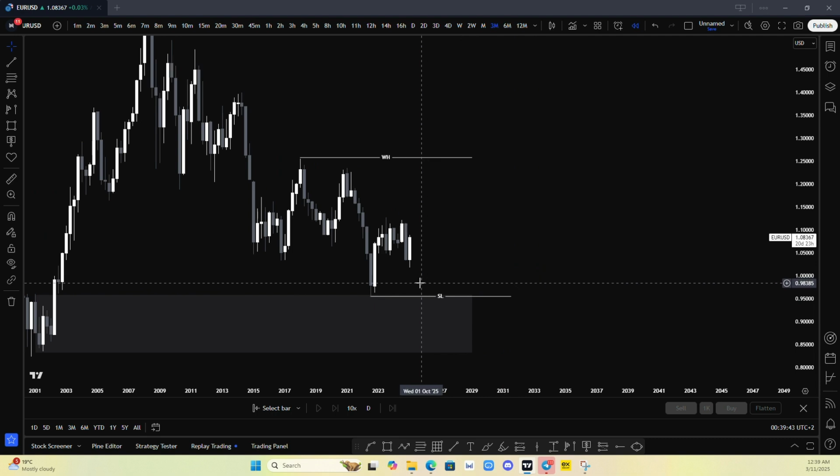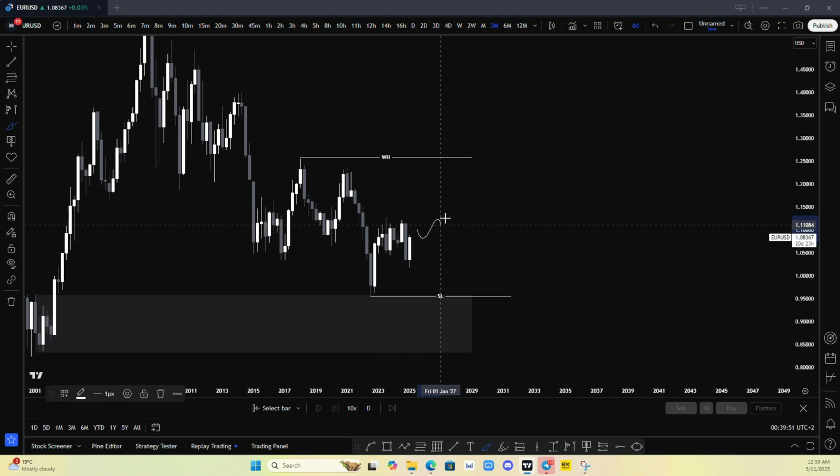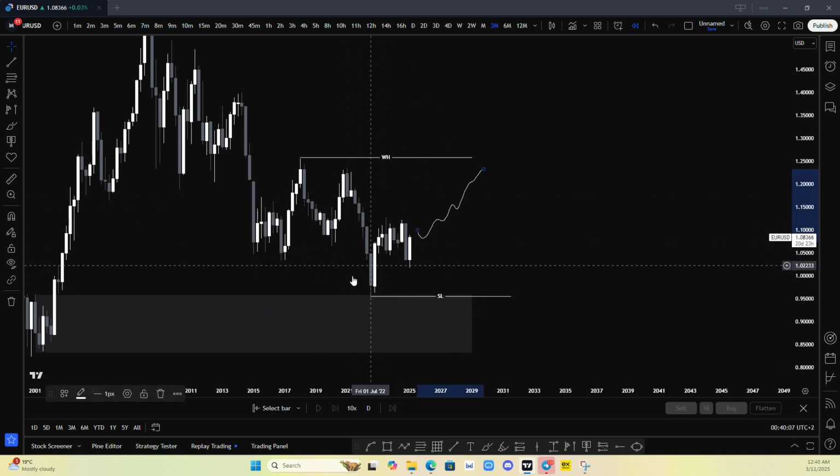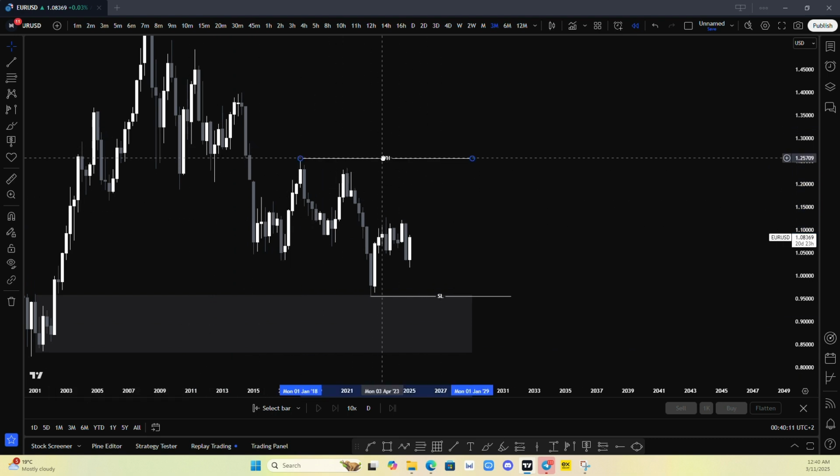What we are anticipating right now is for Euro USD to keep pushing to the upside, and not to the downside to break our strong low, as it tapped into our demand area. As that being said, right now Euro USD is currently trading in between this weak high and the strong low.